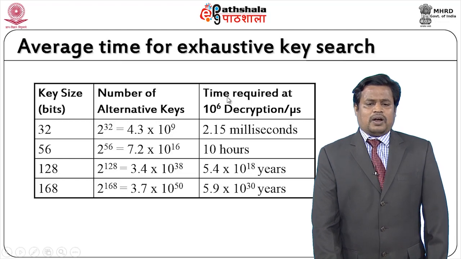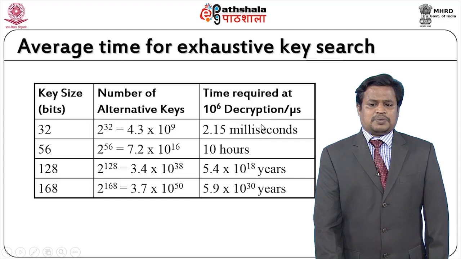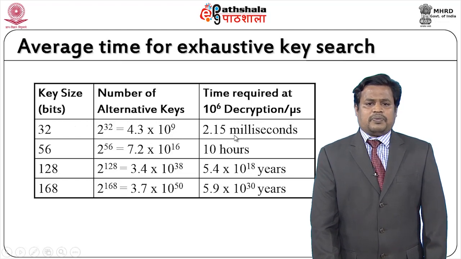But here what they are trying to do is, if I am choosing the key, they will decide based on the size of the key, they can break it. For example, I am going for 10 to power 6 decryptions per microsecond, then if the key size is only 32, it will take very little time, 2.15 milliseconds, to break the key. So what we can understand from this concept is, when I choose a very small key size, an attacker can break the system without knowing the key.